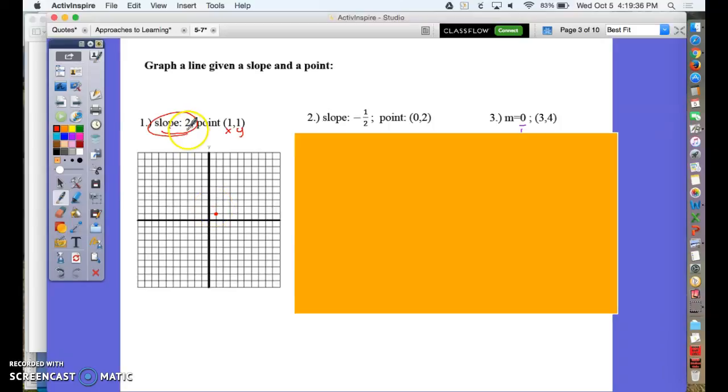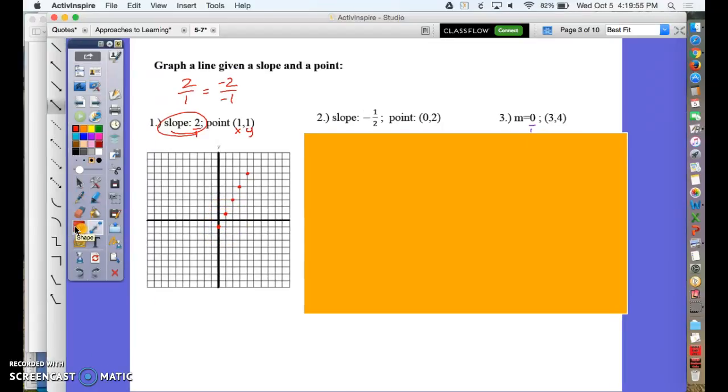And then from that point, move with the slope that they give you. So now my slope is 2, or 2 over 1. I'm going to go up 2, over 1, up 2, over 1, up 2, over 1. Remember that 2 over 1 could also be -2 over -1. So I could go down 2, back 1. Once you have a couple points, I would draw your line and extend it out so that the arrows are off of your grid. Send it all the way out.